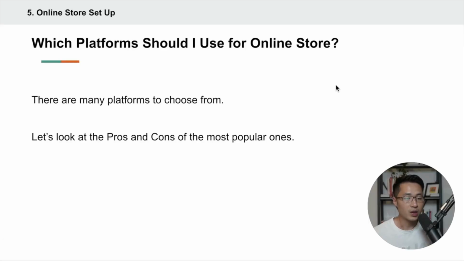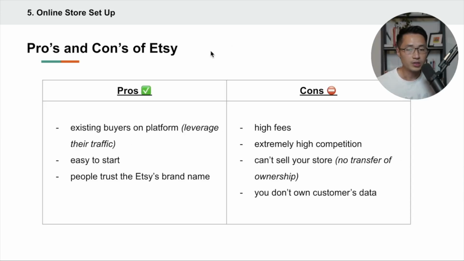So next we are going to set up our online store. There are many platforms that you could choose from. Let's look at the pros and cons of the most popular ones. First, let's start with Etsy. Etsy is a very popular platform for people to list their print-on-demand items. The pros are that they have existing buyers on their platform, so you can leverage their traffic. It's easy to start on Etsy. And people trust the Etsy brand name because it's such a big brand.